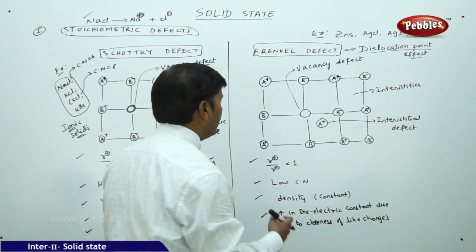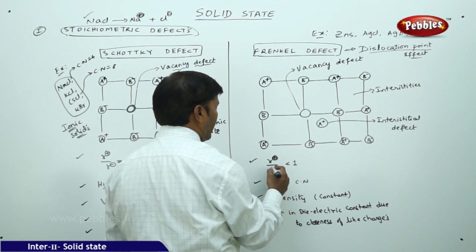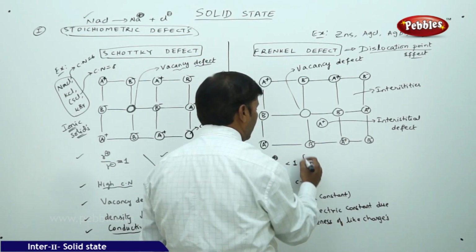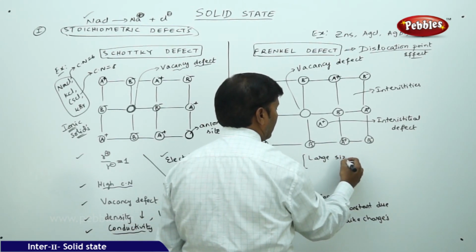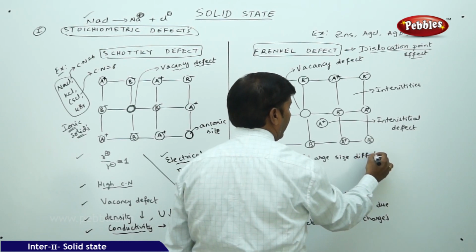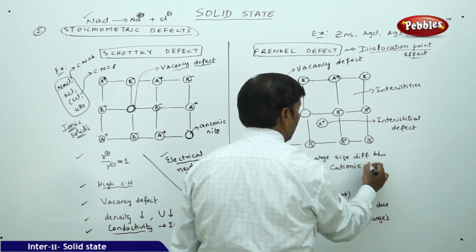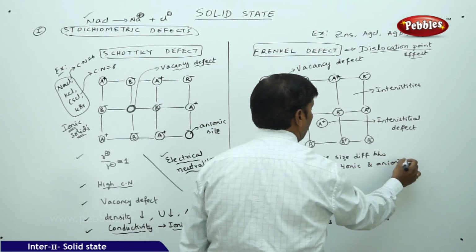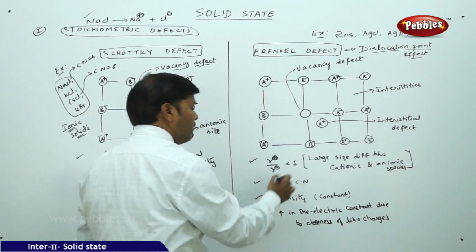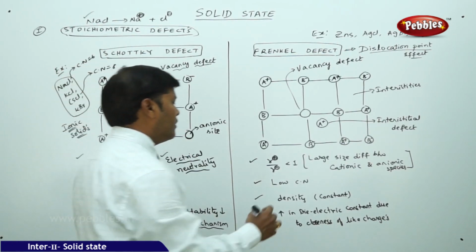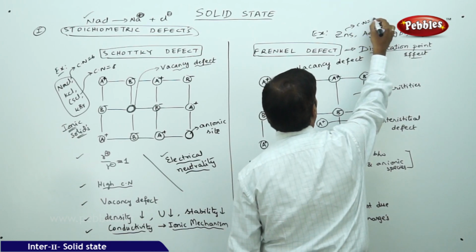In the Frenkel defect, the crystal radius ratio, that is the ratio of the radius of the cation to that of the radius of the anion, is less than 1. That means there is a large size difference between the cationic and anionic species in the crystalline solid. Because of that, it always favors the low coordination number. For example, if you take zinc sulfide, the coordination number is 4.